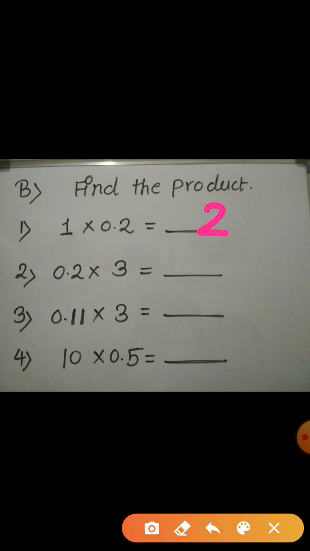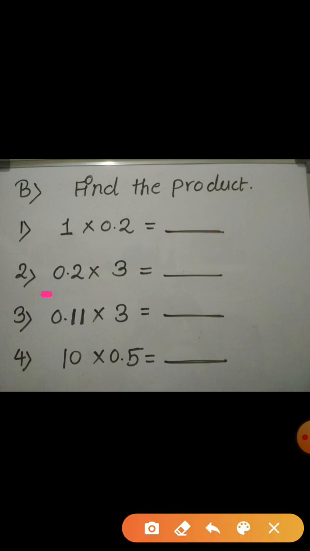Now to put the decimal point in the product, let us count the number of decimal places given in the decimal number. Here the decimal number have one decimal place. So product will also have one decimal place. Hence we put the decimal point in the product counting from the right so that decimal places in the product is same as decimal places in the decimal number. Hence the point will come here. Hence the product is 0.2.